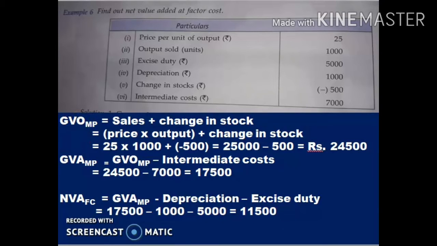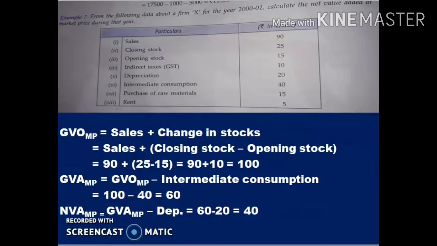So it's another form of question. So next we will be moving to another form. So here another form, it is from your textbook itself. So just see what is given. Sales, closing stock, opening stock, etc. The terms you know that. So how will you find?